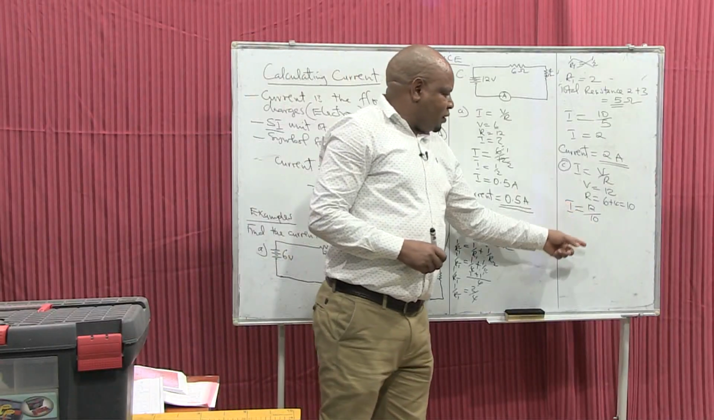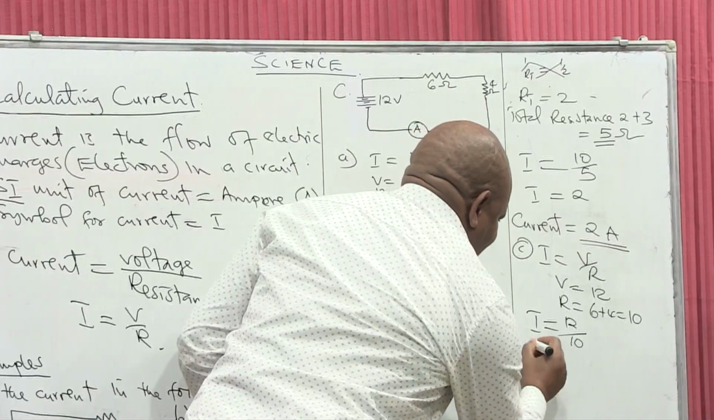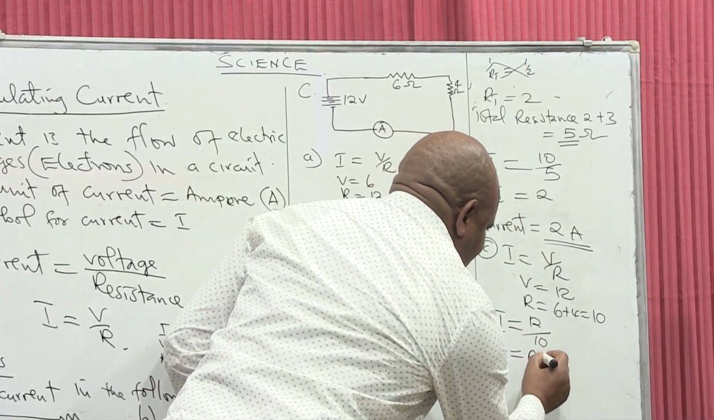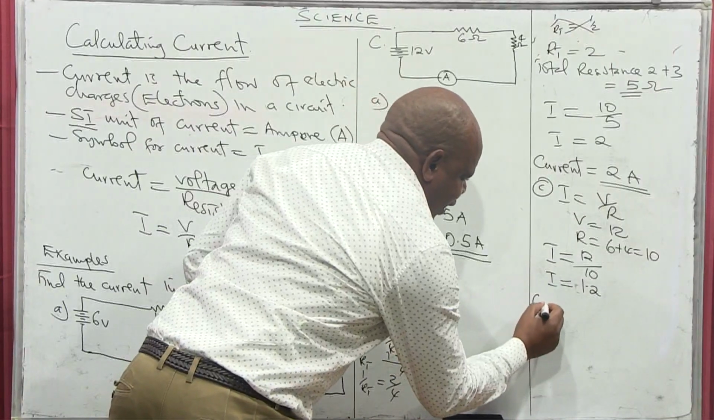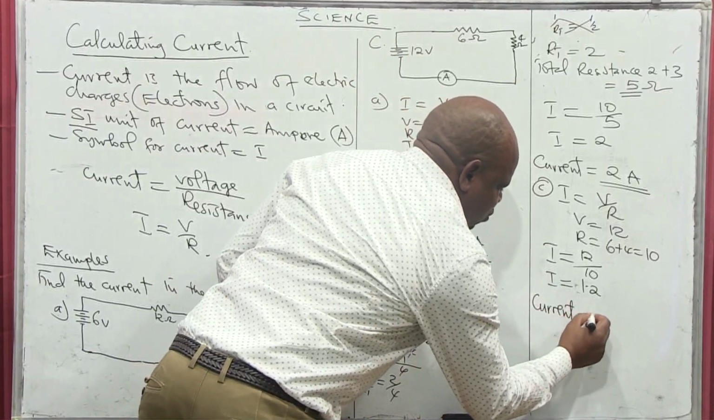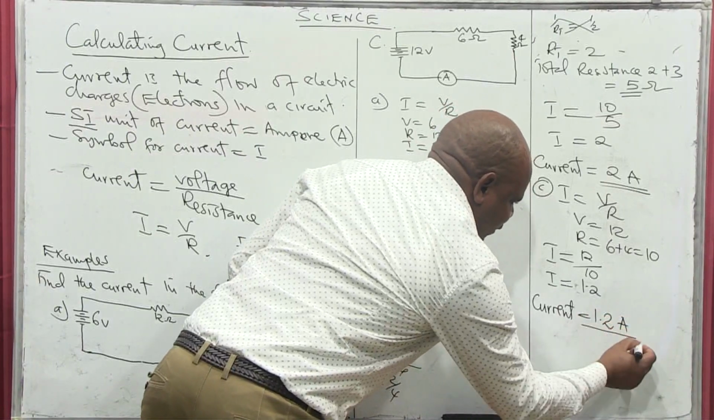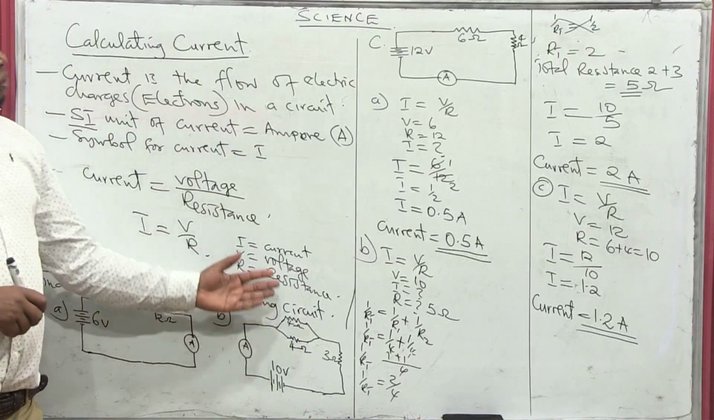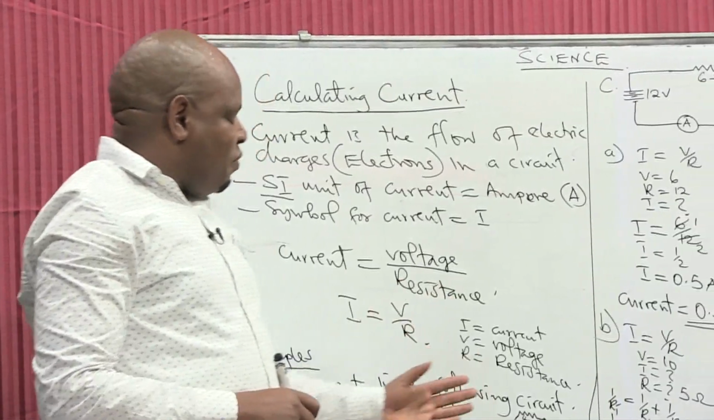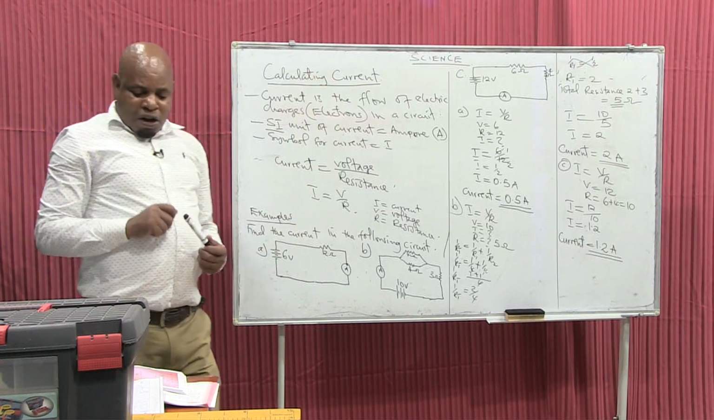If you divide 12 by 10, we will get I, which is current, equal to 1.2. So our current is equal to 1.2 amperes. We are done with the 3 examples which we have been given on the board, asking us to find the value of current.